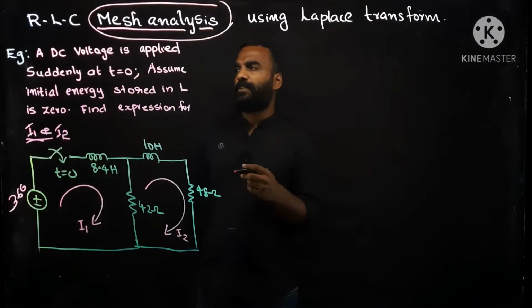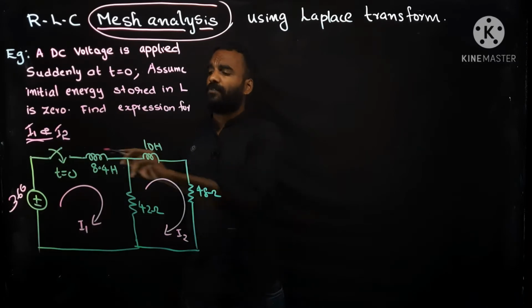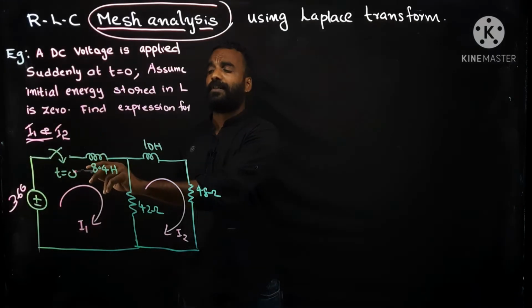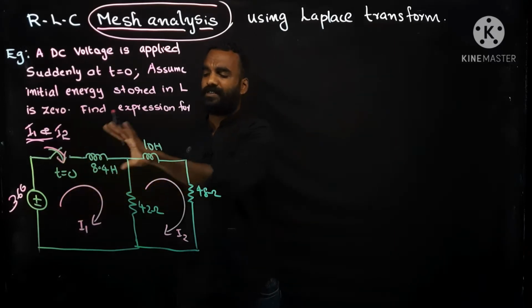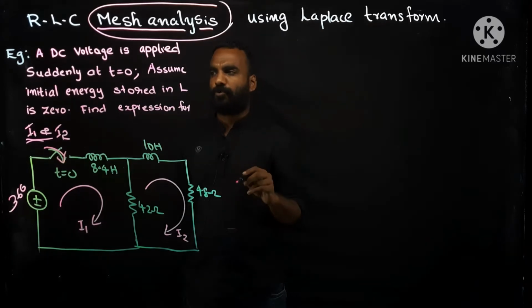Okay, so this is the question. A DC voltage is applied suddenly at t equal to 0, because from the position of the switch we know that at t equal to 0 the switch is going to be closed. So at t equal to 0 the switch will be closed and this DC voltage is suddenly applied to the circuit. So it is a transient problem or a switching problem.